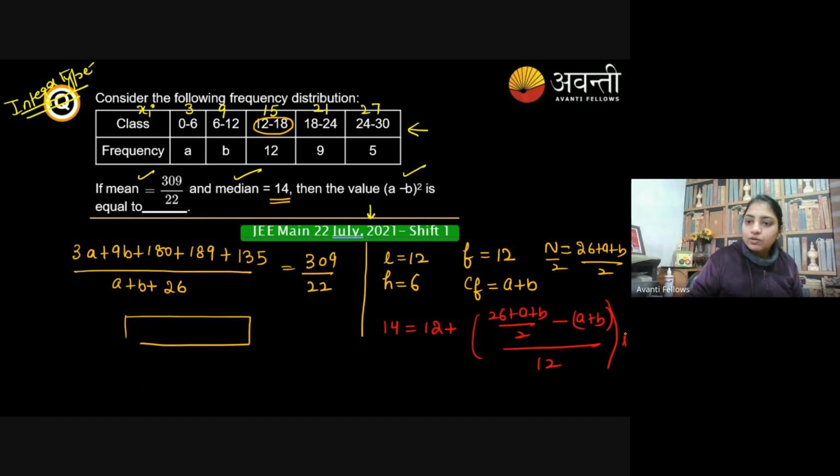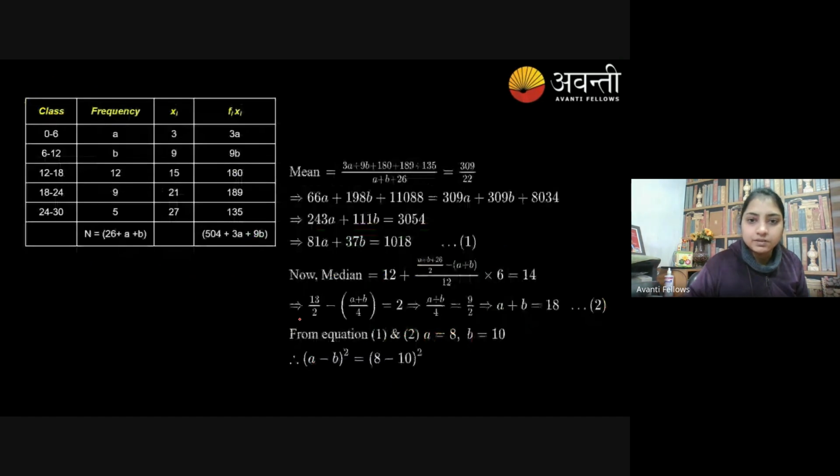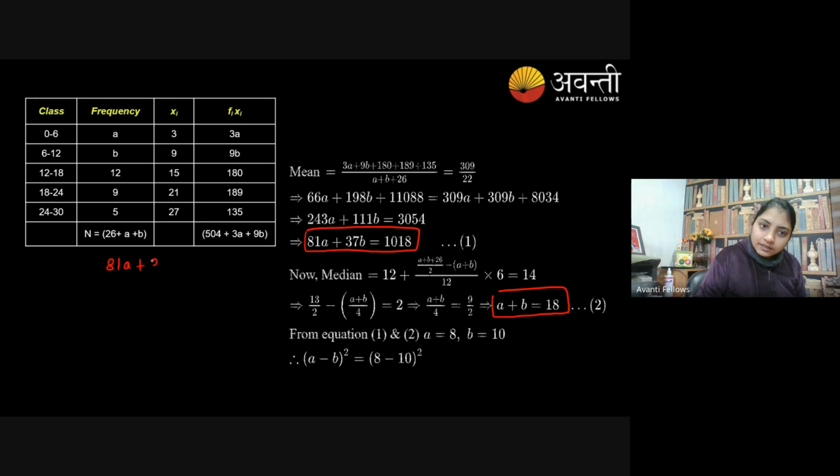You just need to solve this part. Clear, everyone? From here again you get an equation in A and B. I just solve these two equations and get A and B. In the first you got 81A plus 37B equals 1018. Then you got A plus B equals 18. So 81A plus 37B equals 1018. Then 37A plus 37B equals, just multiply 18 and 37.